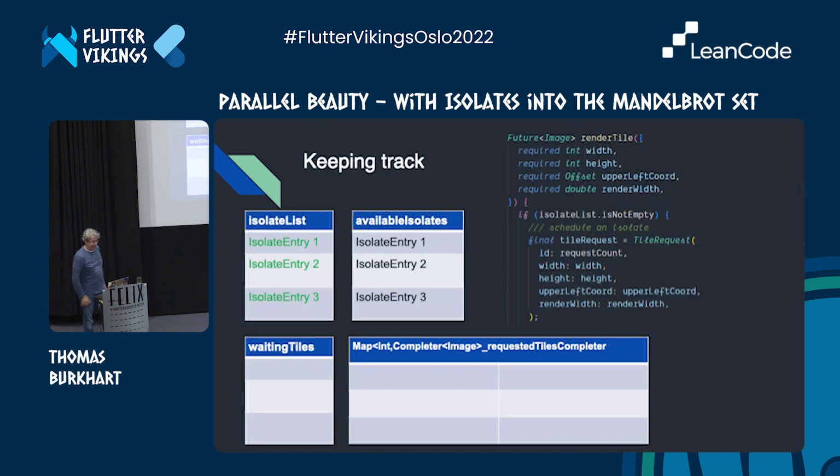Keeping track. Now it gets interesting. To keep track of everything, we use several lists and one map. One is an isolate list to keep access to all the isolates that I have created. I have a second list, availableIsolates, where I put all the isolate entries of isolates that are currently not busy.